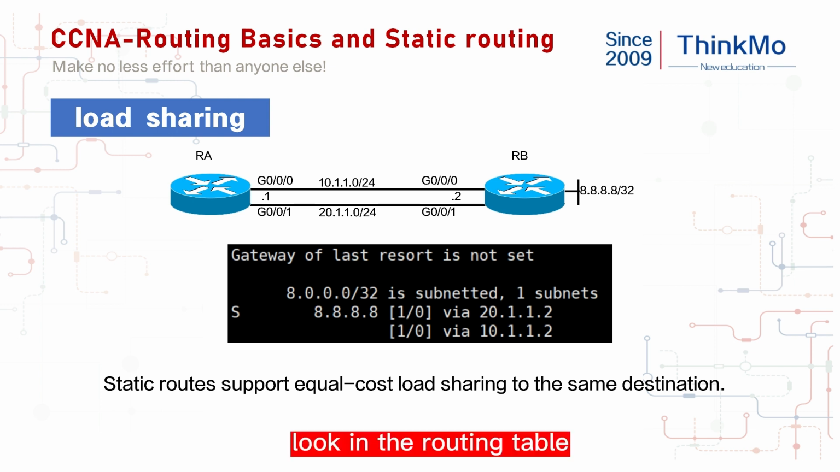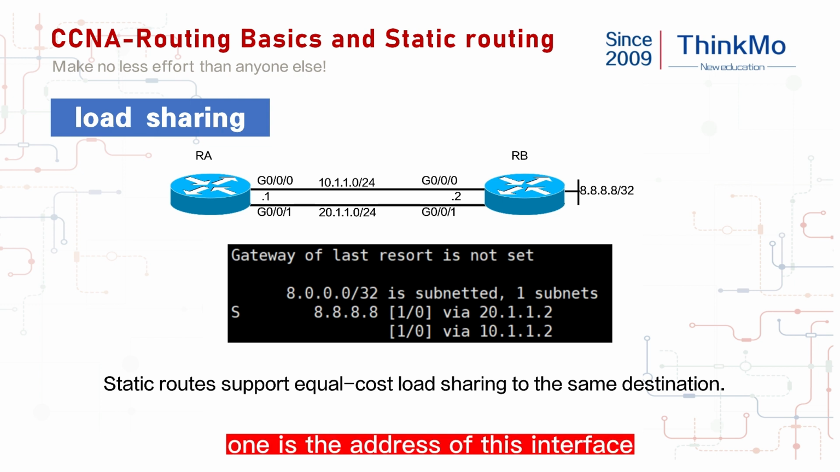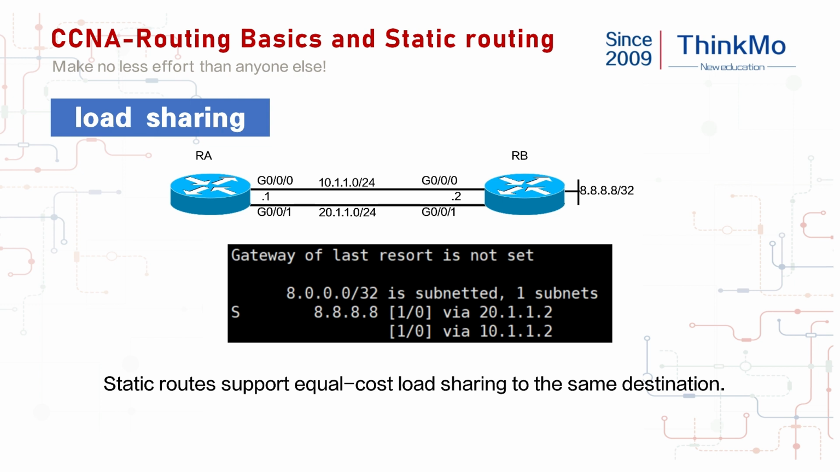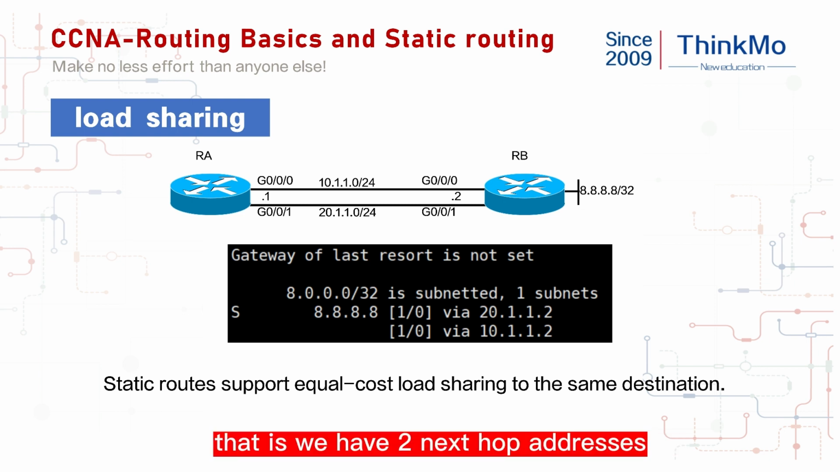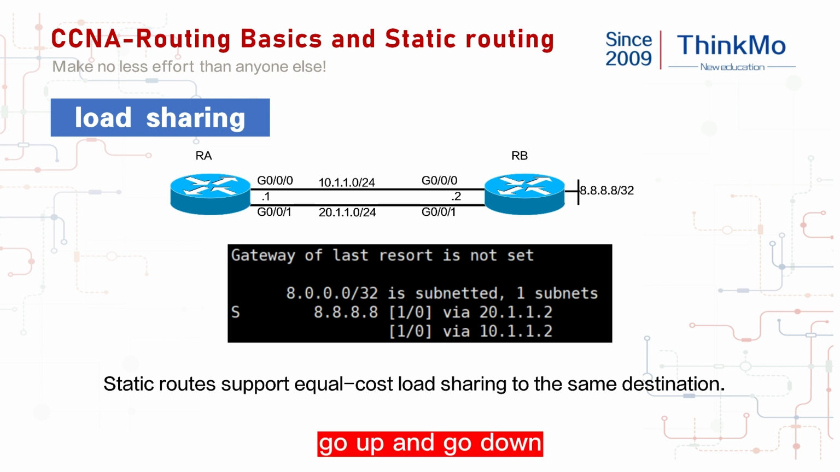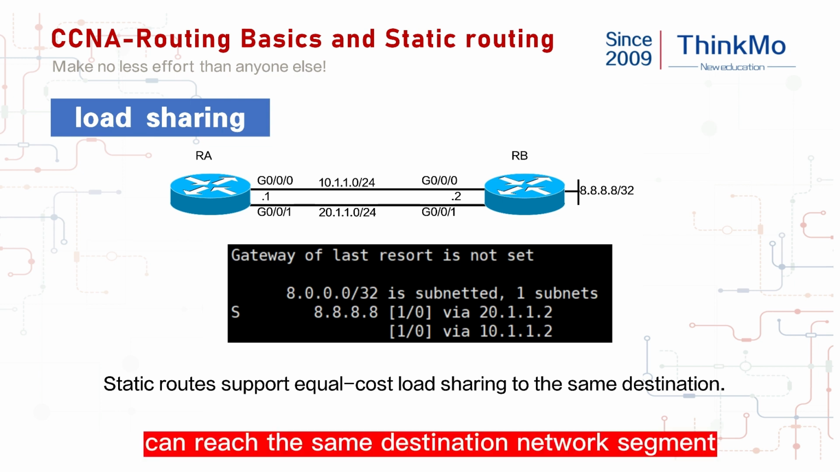Look in the routing table. It has 2 next hops. One is the address of this interface, and one is the address of the interface below RB. That is, we have 2 next hop addresses, going up and going down, that can reach the same destination network segment.